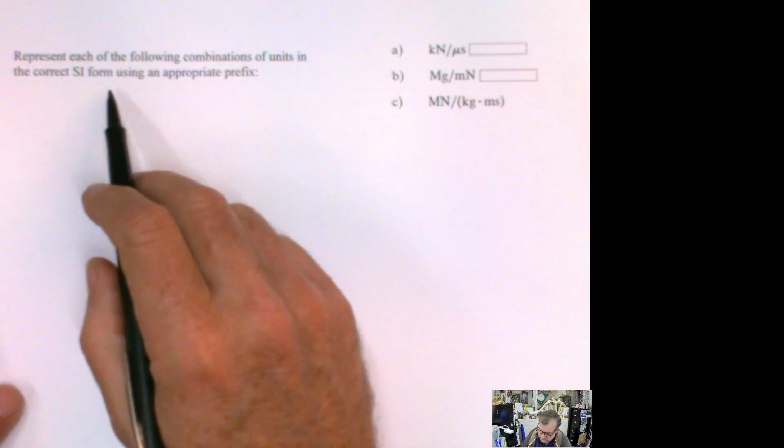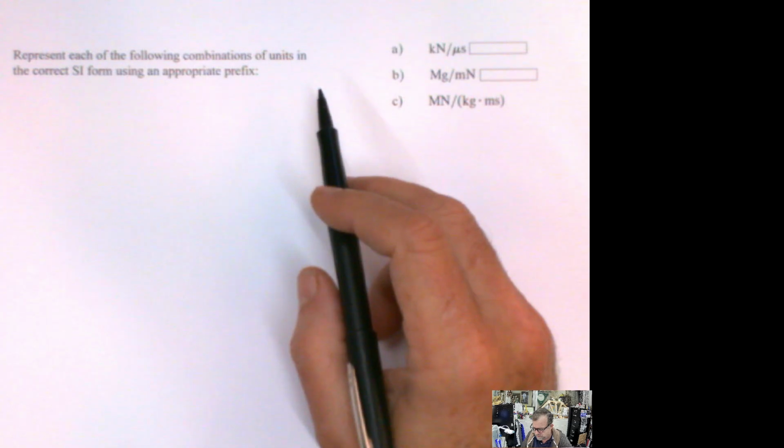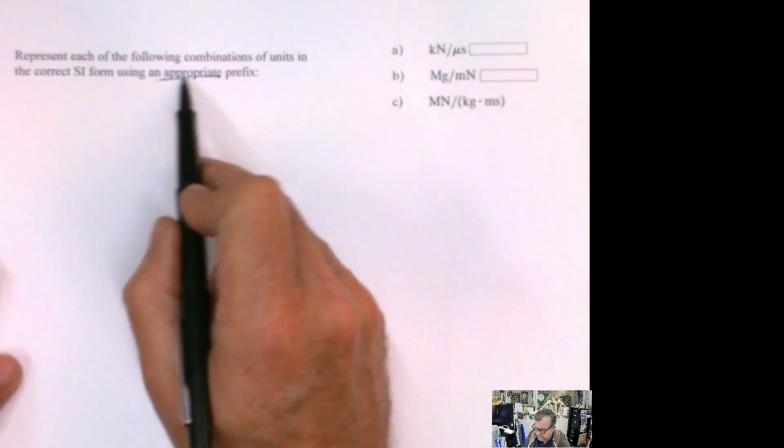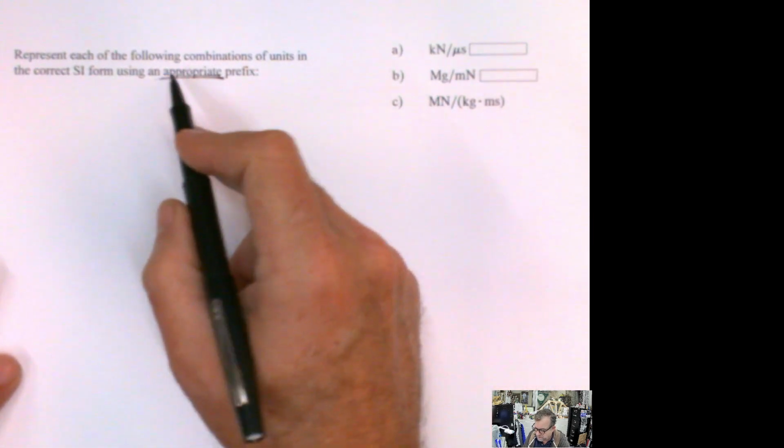Hi again. This is another very typical type of example for the first part of the course. It says, represent each of the following combinations of units in the correct SI format using the appropriate prefix. This is the important part here in the question.